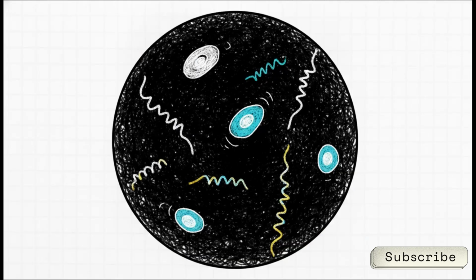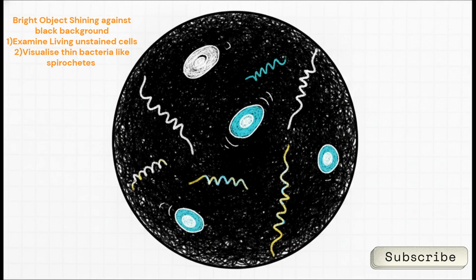So why do we even care about that? Because dark field microscopy is an absolute favorite for exam topics. The result of blocking that light is a bright object shining against a pitch black background. Your high-yield targets here are basically twofold. 1, examining living unstained cells. And 2, definitely highlight this in your notes, visualizing incredibly thin bacteria like spirochetes. They're just simply too thin to be seen with a standard bright field light microscope.